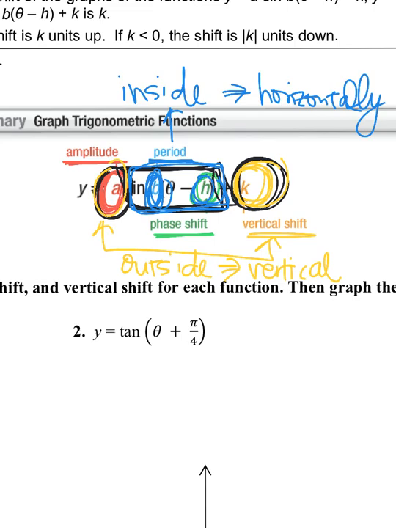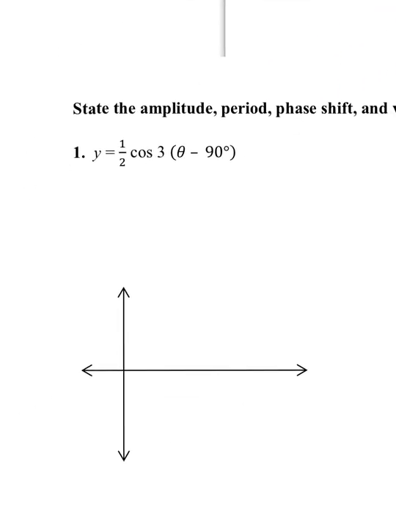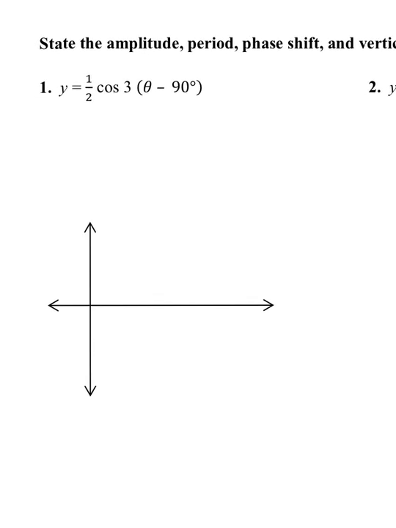All right, so let's go ahead and jump into some examples. Okay, so for number 1, it says, state the amplitude, period, phase shift, and vertical shift for each function, then graph the function. All right, so let's go ahead and find all 4 of these things, starting with the amplitude. All right, so the amplitude is affected by what's being multiplied outside the function. So in this case, we have 1/2.